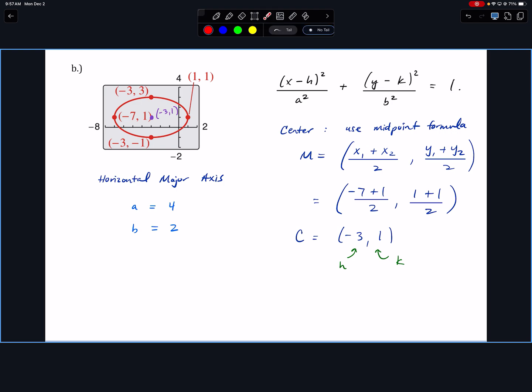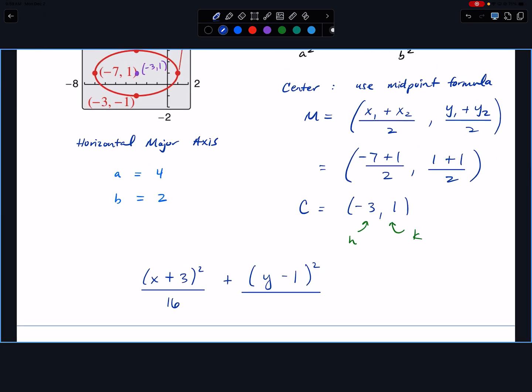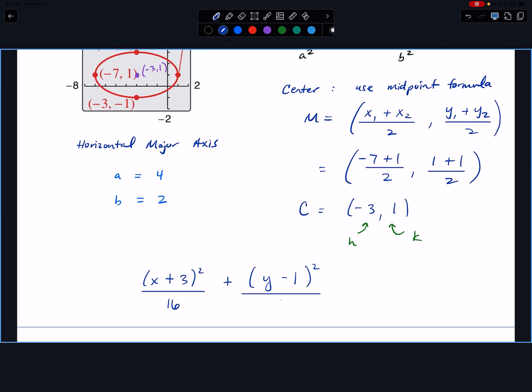So if it's x minus h squared, but h is negative 3, what am I going to write? X plus 3 squared over, what's 4 squared? 16 plus y minus 1 squared over, what's going on the bottom? 4 is equal to 1.